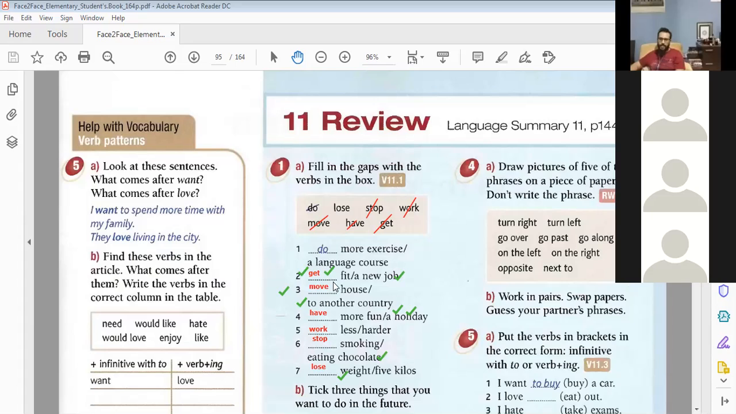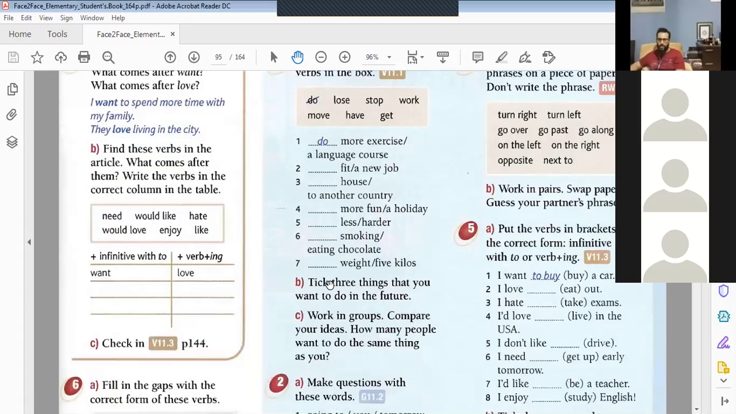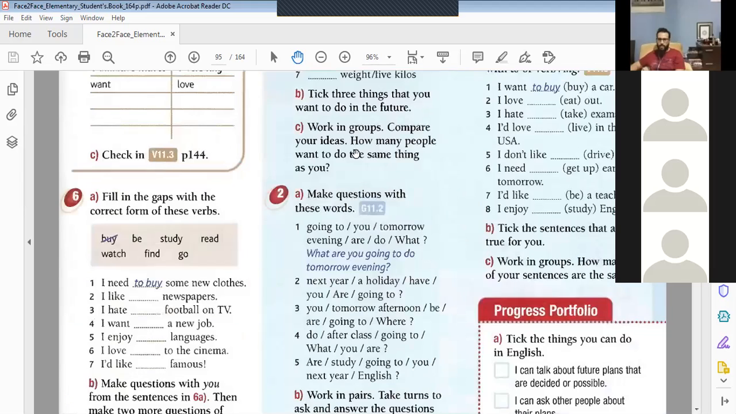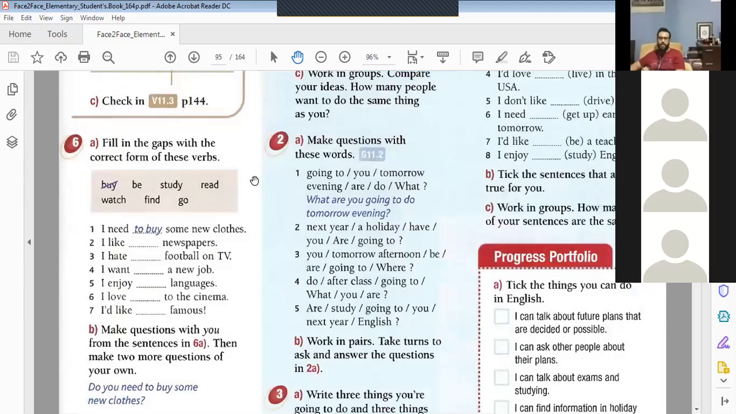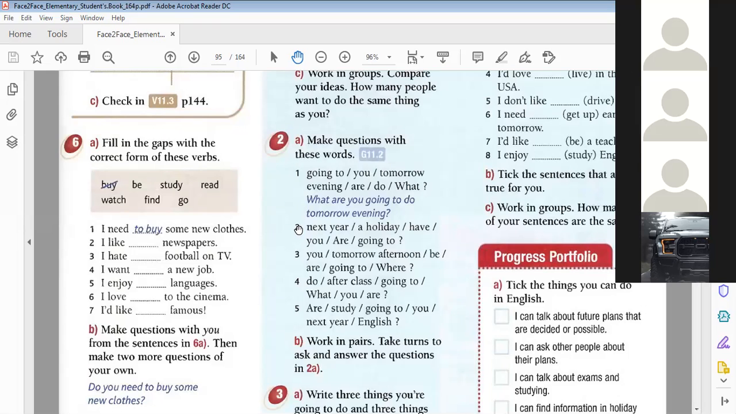So here, of course, it's asking about things that you can do in the future. Resolutions. All right, now number 2. Let's make questions with these words. So number 1, what are you going to do tomorrow evening? What about number 2? Abdullah, can you make it into a question, number 2?